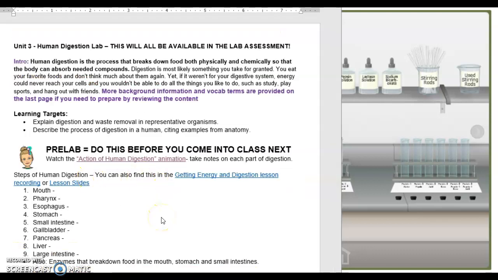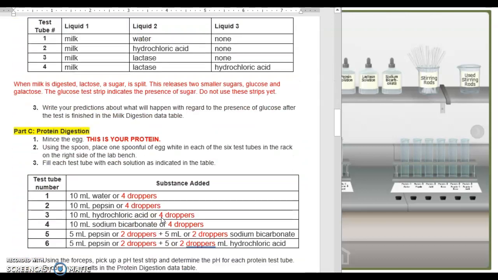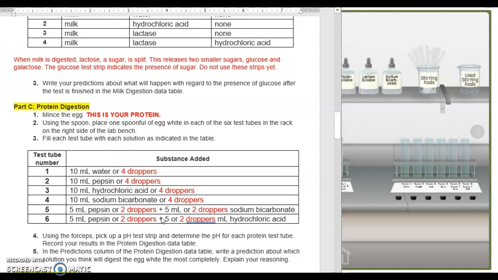Welcome to the Unit 3 Human Digestion Lab. This video walkthrough is going to focus on Part C, which is protein digestion. Let me read through the procedures for us here.